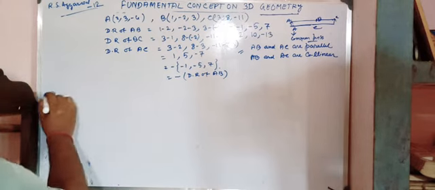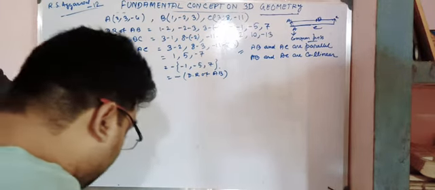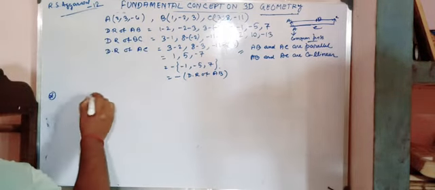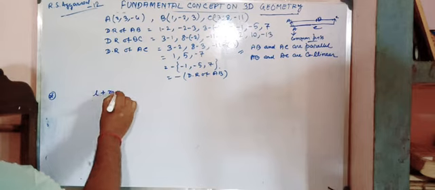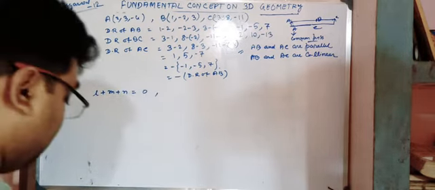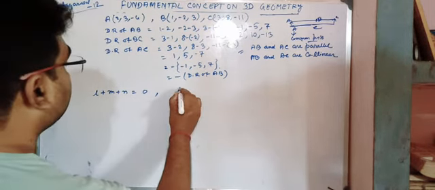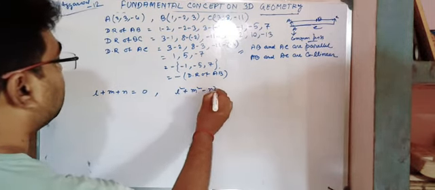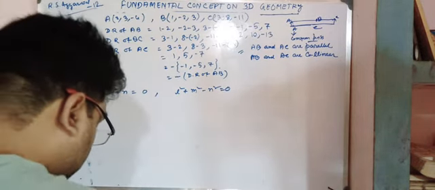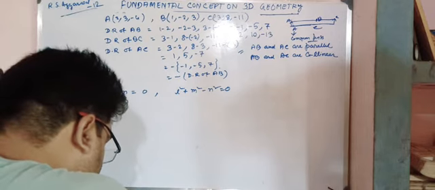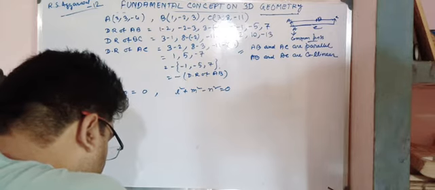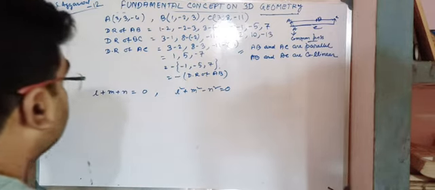Another question. The question is given here. Find the angle between the lines whose direction cosines are connected by the relations: for the first line, l + n = 0, and for the second, l² + m² - n² = 0. So we have to find the required angle between the two lines.